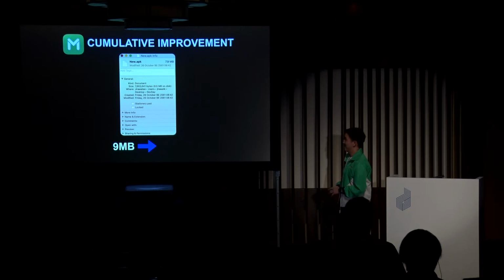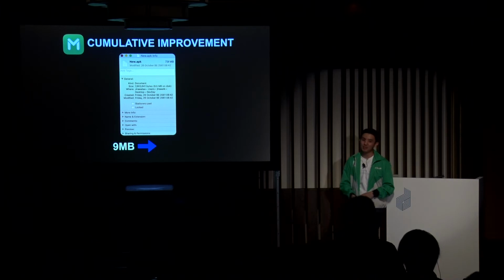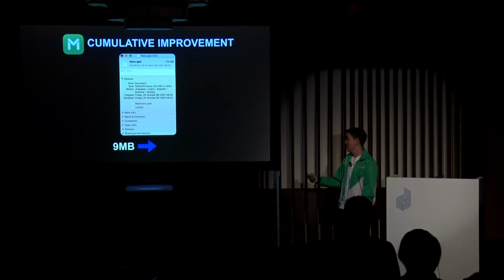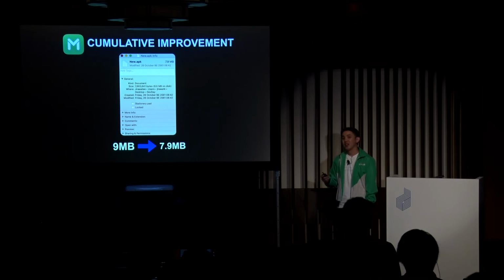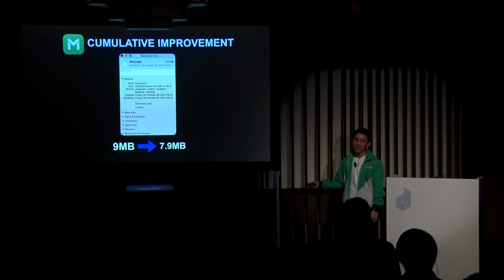So let's see the cumulative improvement. At first, the Blindman Driver size is 9 megabytes. And after I apply these tips, the app size is 7.9 megabytes. The actual result may vary. If you have a project that's bigger than mine, the app size may shrink by even more, maybe.